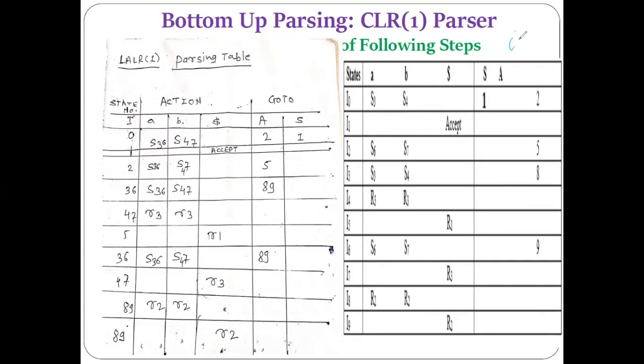So this is our parsing table for CLR1. You have to just make the changes wherever there is a 3 and 6, you have to make it 3-6. So here is a 3, so here we write 3-6. Then here is a 6, so here you write 3-6. Here is a 7, there you write 4-7. Here is a 3, write 3-6. Here is a 4, 4-7. Here is a 3, so 3-6. Here is a 4, so 4-7 you have to write.